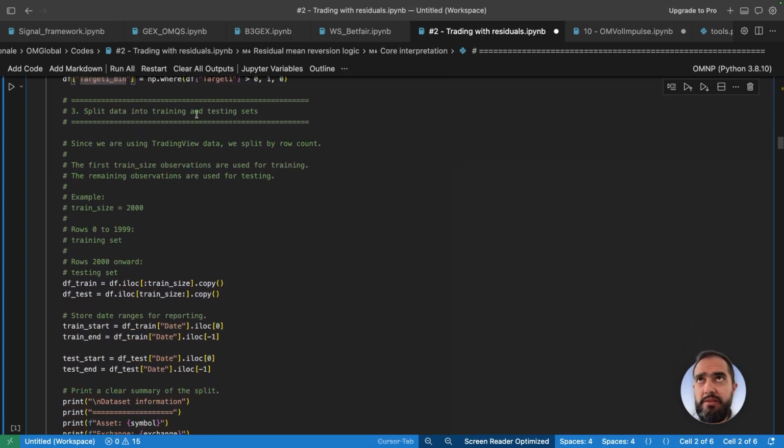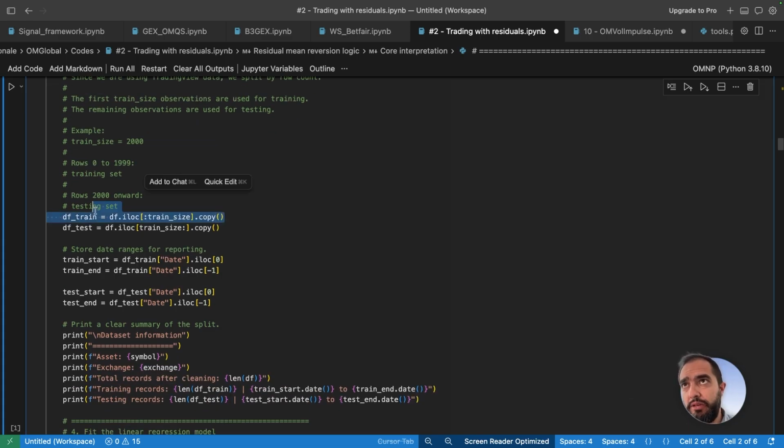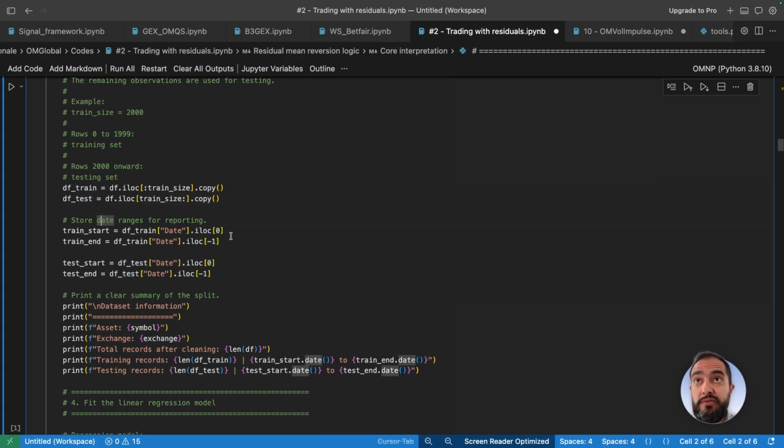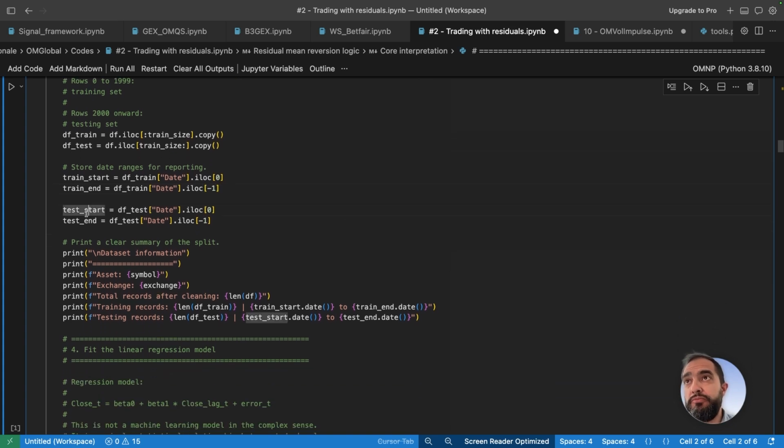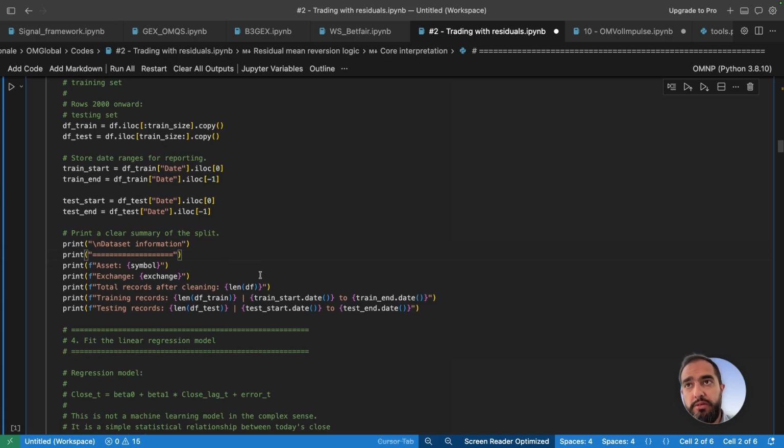Then we simply split the data into training and testing sets. The first 2000 rows, in our case, for example, are the training. And then we have another slice of the data set allocated into the DF underlying test over here. We store the date ranges for further reporting, so we can plot the charts and get some statistics of the model, as well as when the test and the training start and end. And then we first print a clear summary of that, which will be shown in the records.